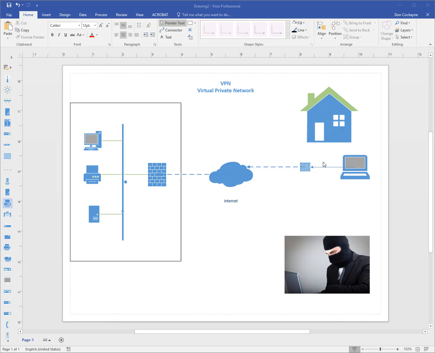So that's it. That's a VPN in a couple of minutes. I know that was a pretty oversimplified explanation of it, but hopefully that helps you understand a little bit more about what's going on.